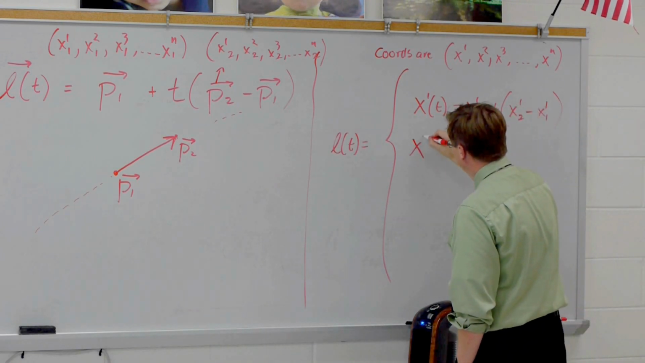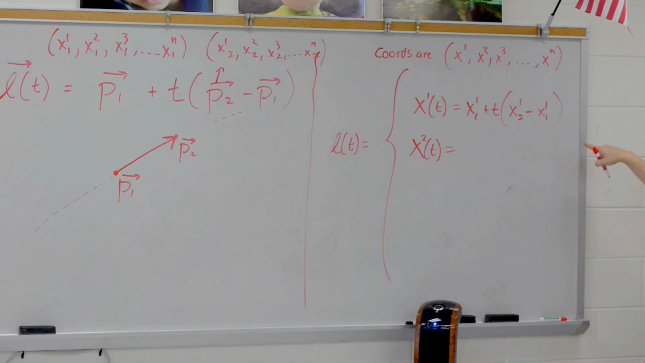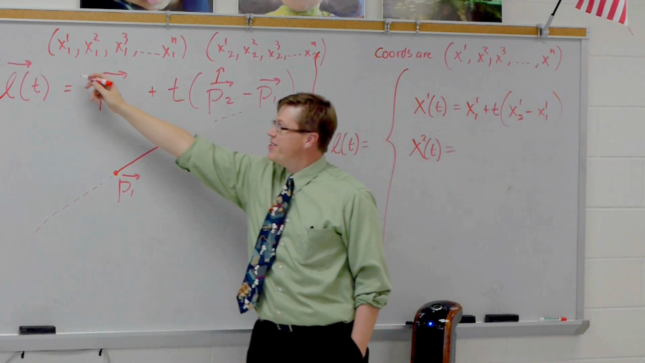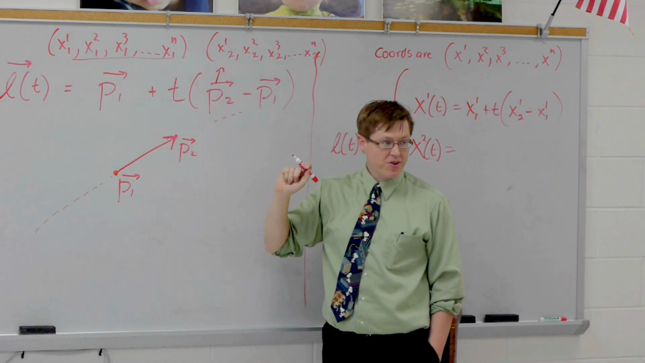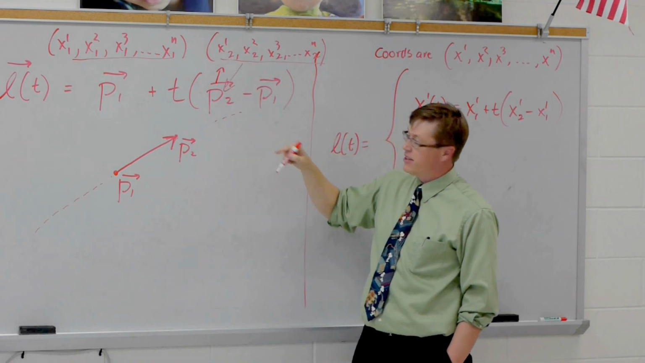Now what I want you to do is fill in what would the x2 be? What changes and what stays the same? P1 is just those coordinates. So it's x21 plus t times P2, which is x22, minus those coordinates. That's just P2.